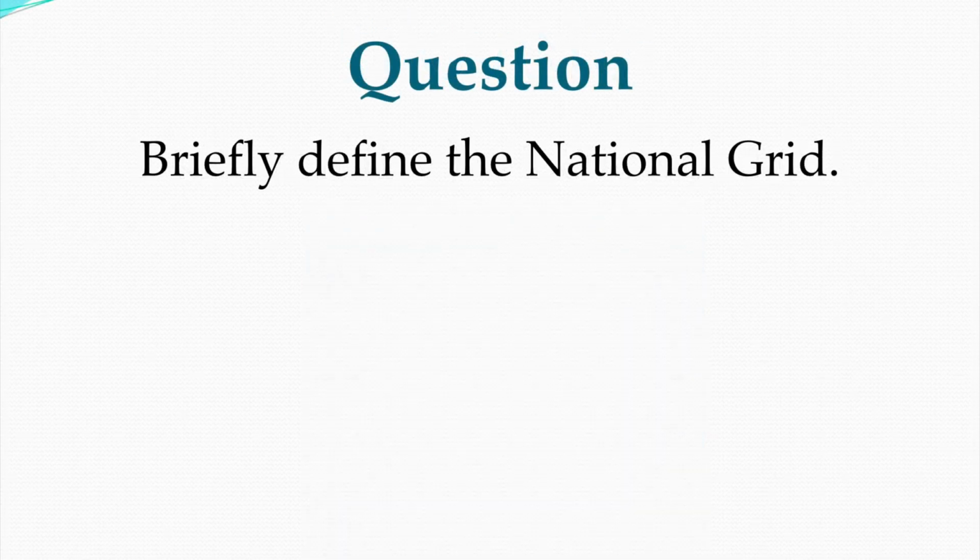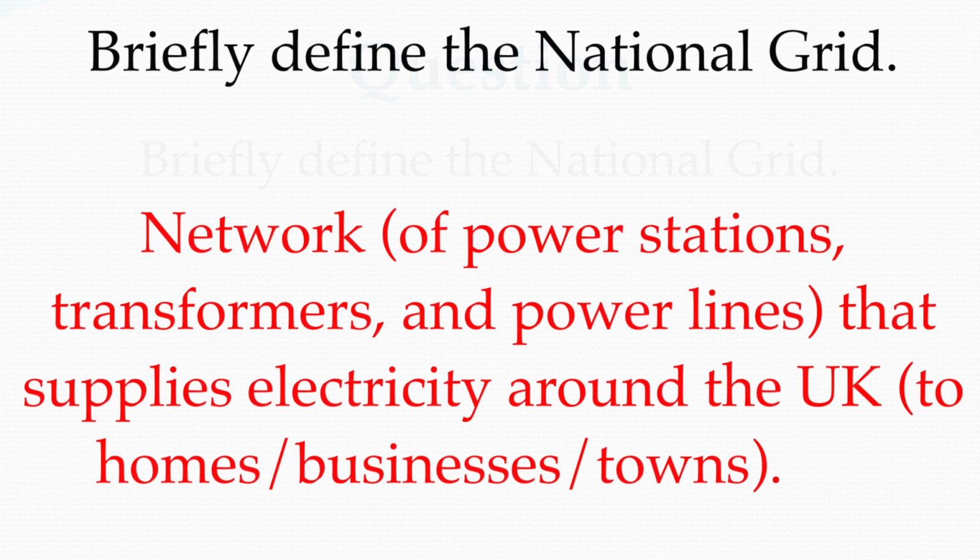I'd like you now to briefly describe in your books what the national grid is. Pause the video while you write a couple of lines to explain its function. In your answer, you may have described it as a network of transformers, power stations and power lines that supply electricity around the UK.